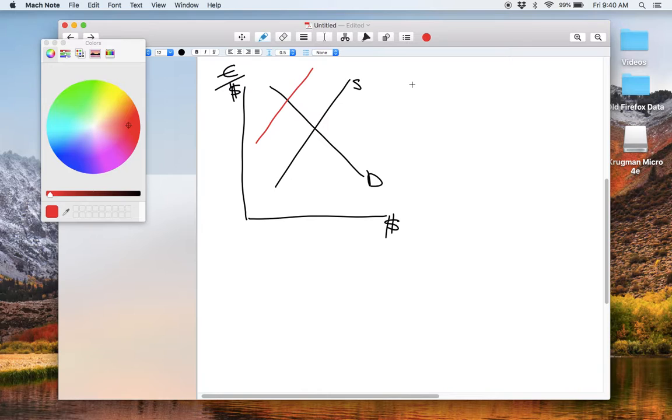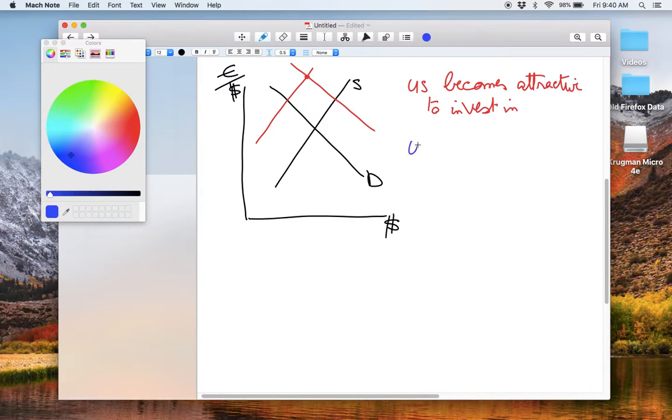So this is the US becoming attractive to invest in. The supply is going to go down because Americans bring their dollars home. They don't want to sell their dollars anymore. They want to buy dollars. And the demand will also increase because foreigners are going to want to buy American investments.